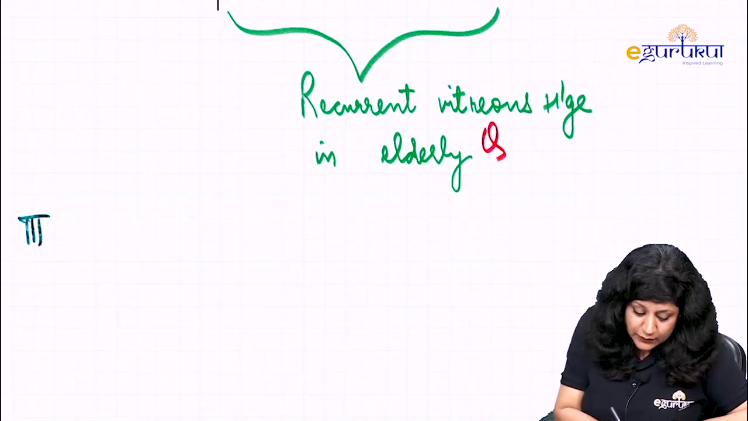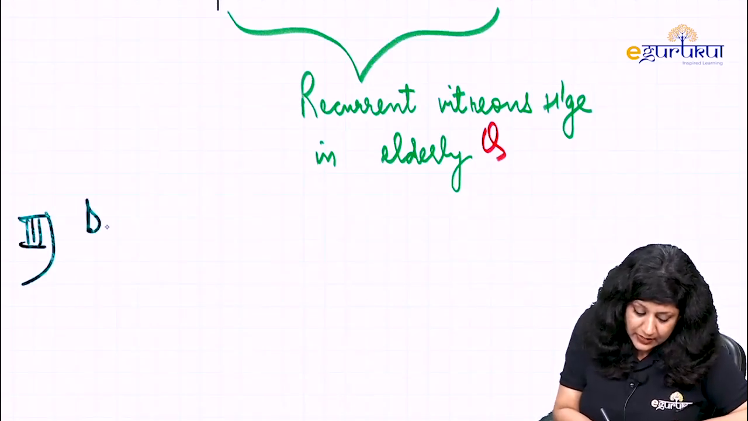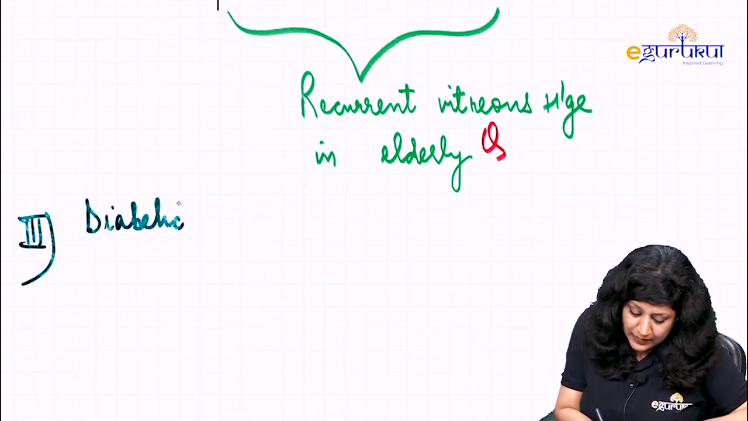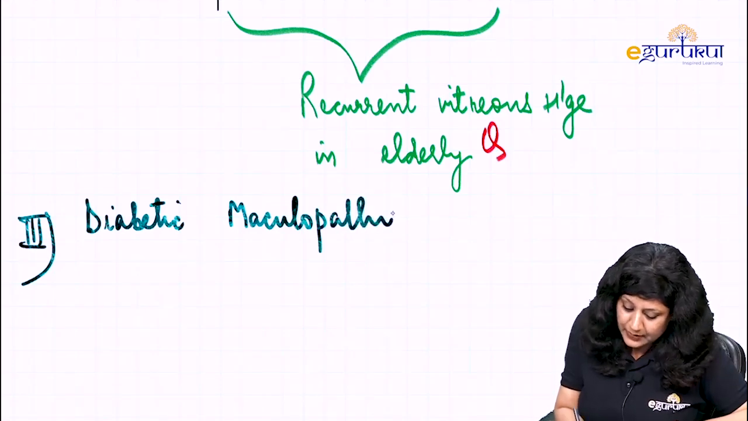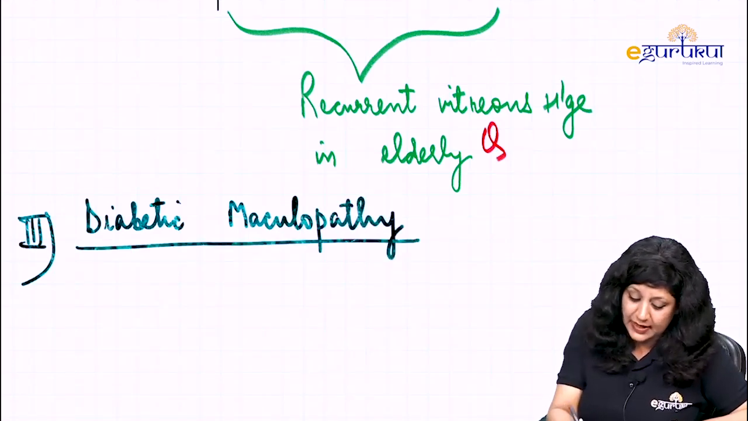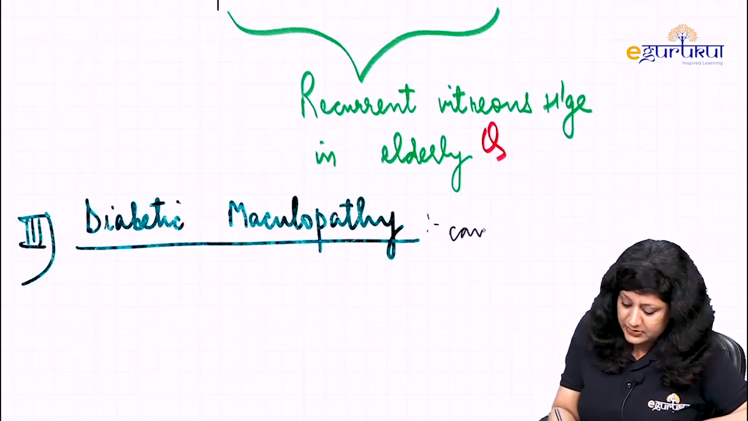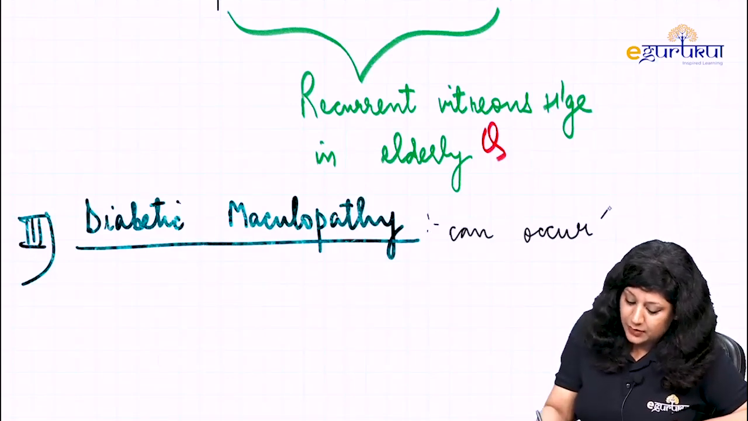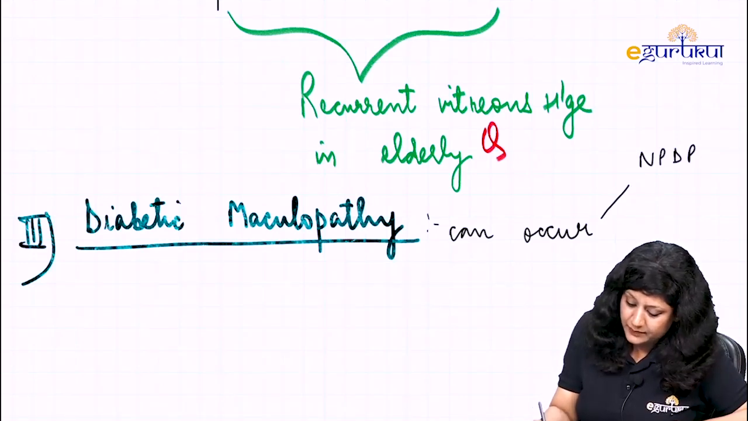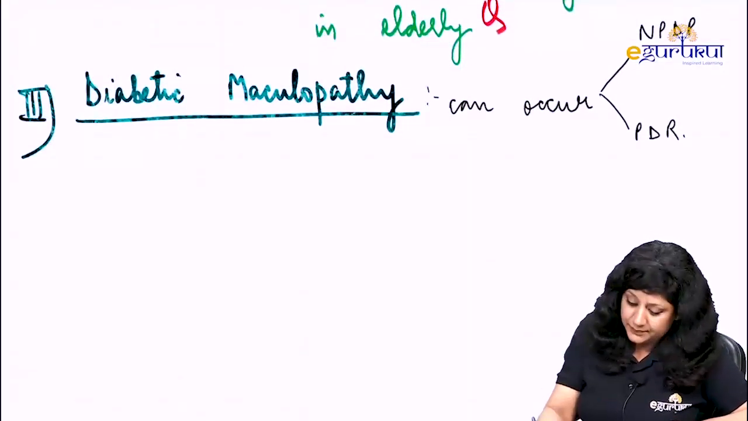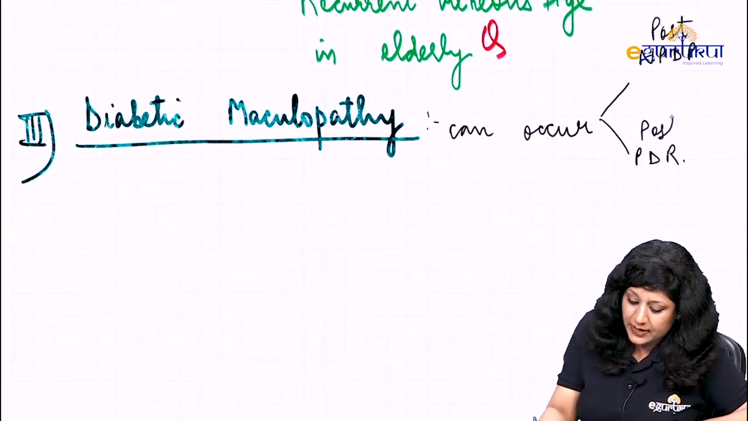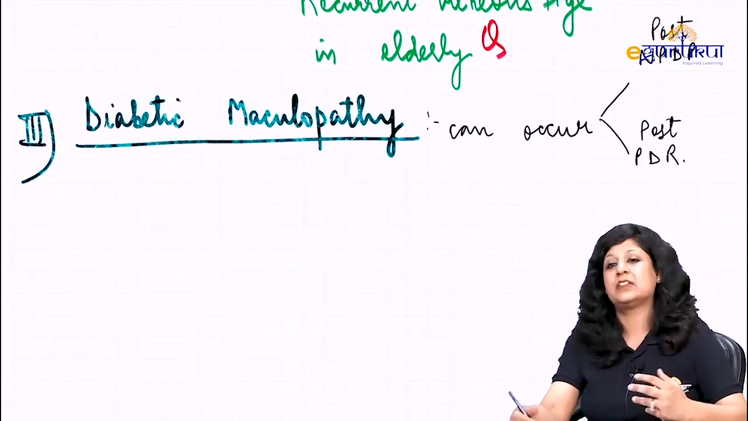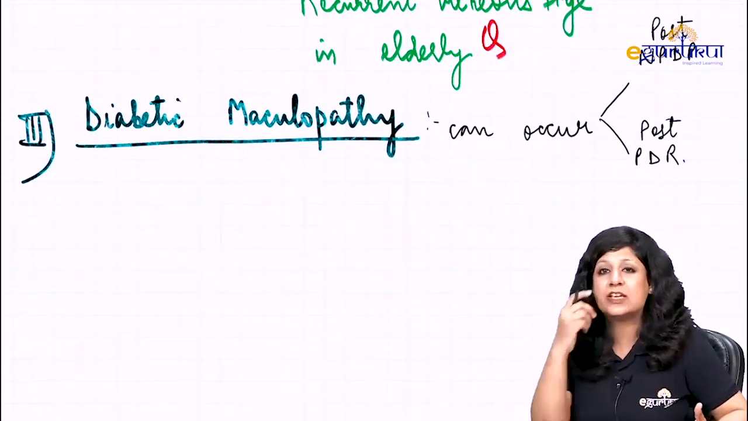The third stage of diabetic retinopathy is the diabetic maculopathy. This is the diabetic maculopathy. Now, this maculopathy can occur after NPDR or it can occur after PDR. So it can occur post NPDR or post PDR, and that is why many books say that it is stage 2 and many books say that it is stage 3.